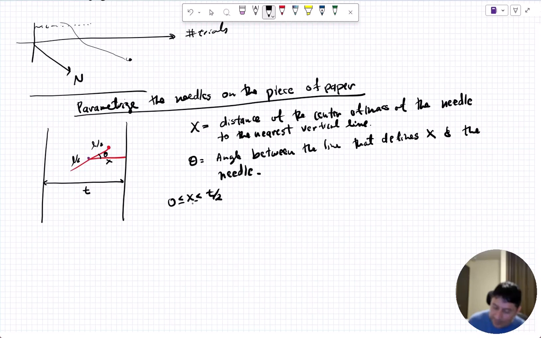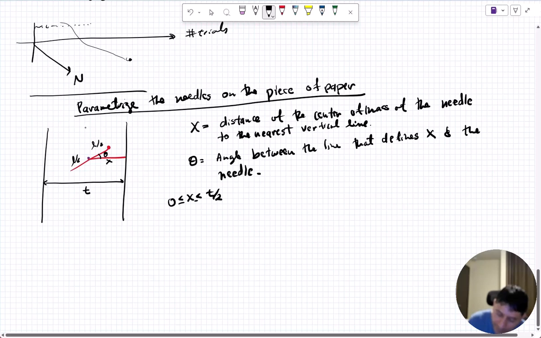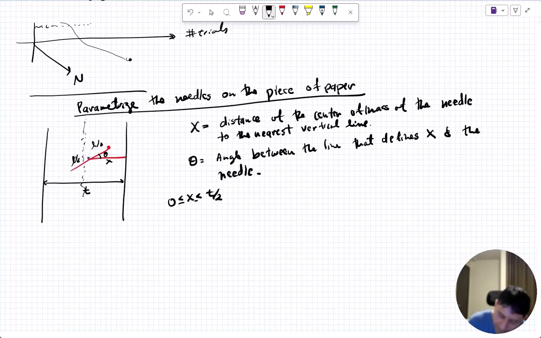But anyways, what I'm trying to say is the following. Here's the half side. So this needle fell on the right side of the spacing in between two vertical lines, right? So x in this case is less than t over 2.